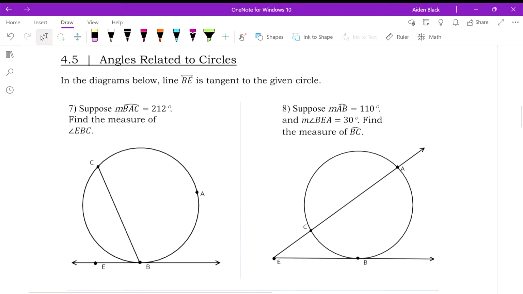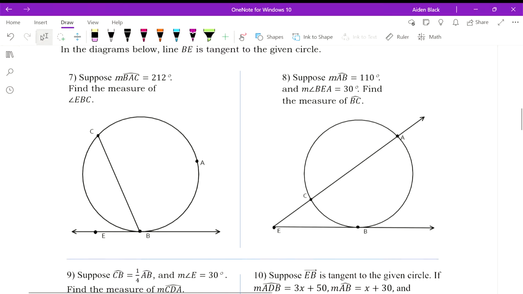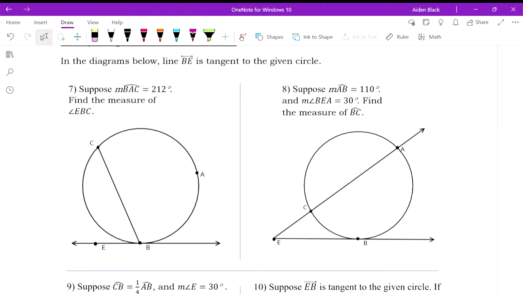Angles related to circles. This is 4.5. In the diagram below, line BE is tangent to the given circle. Okay, so BE is tangent. It's good to know. We're given that the measure of BAC, so that's this arc right here from B passing through A and arriving at C.